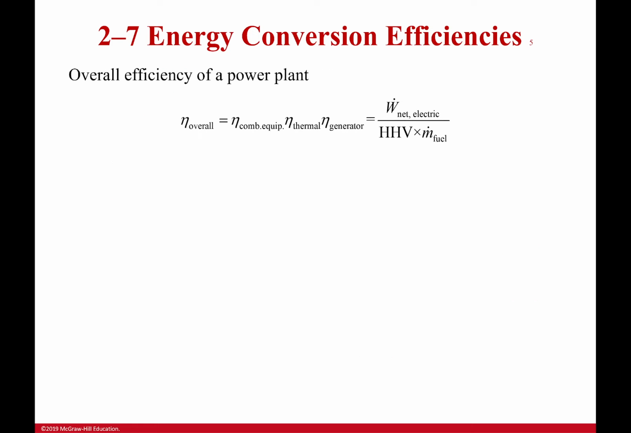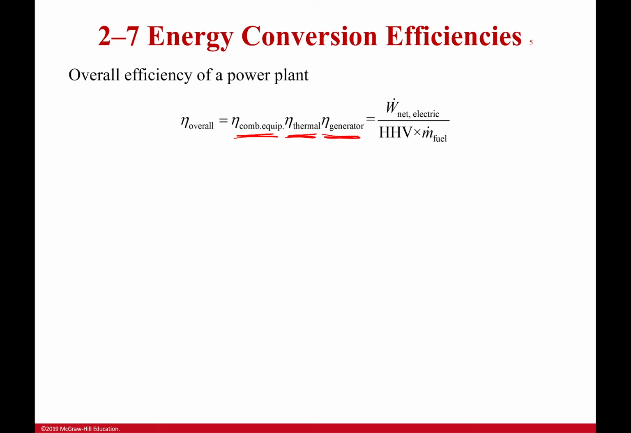Now, let's bring back in our example of a generator. And so now we're going to add in even more steps into that overall efficiency of a generator. So now we have the efficiency of a combustion equipment, the thermal efficiency, how much of that got to going to where it needed to go, and the efficiency of the generator. So we can see that for a power plant, there's a lot of things that go into this.